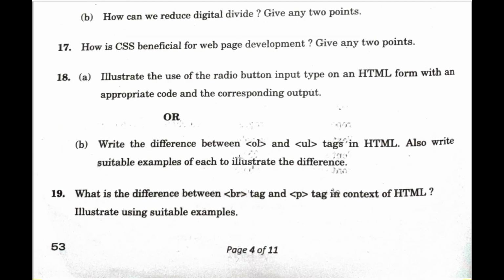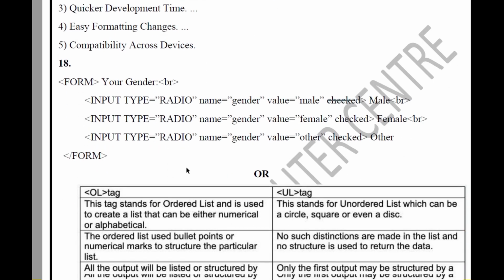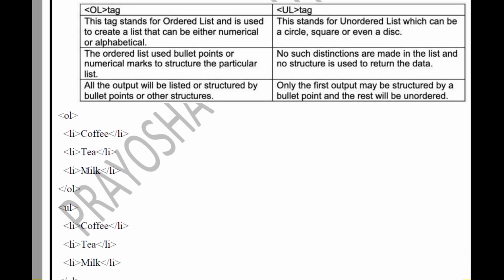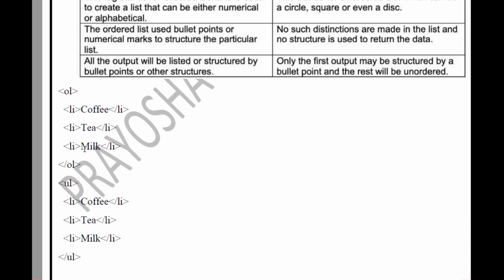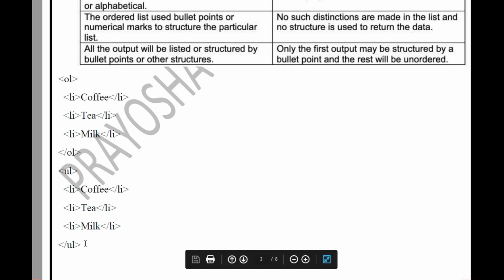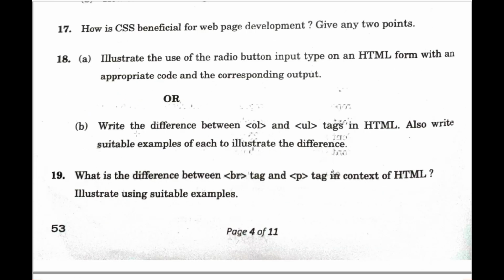In that, it has been asked that for OL and UL we have to write the difference and one example. For that, here are some examples with the differences. OL means ordered list, and UL means unordered list. In OL we can write different kinds of numbers, alphabets, Roman numerals, and in UL we can write the disc, circle, and square points only. Here one example is OL coffee, tea, and milk slash OL. Similarly, I have given UL coffee, tea, and milk. So this is the use of OL and UL, ordered list and unordered list.